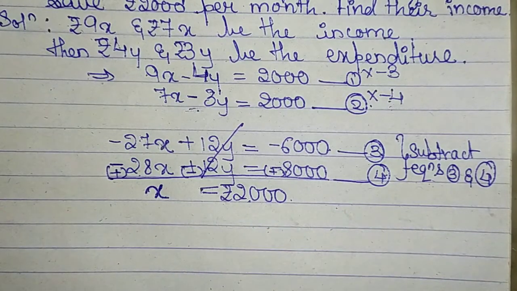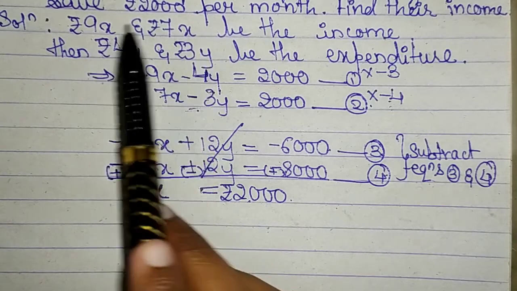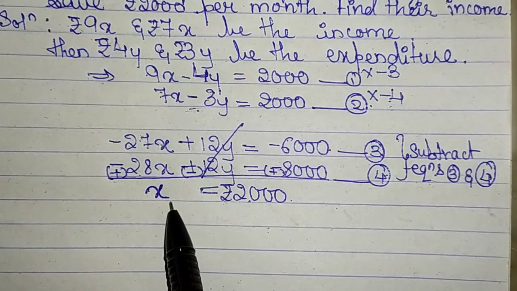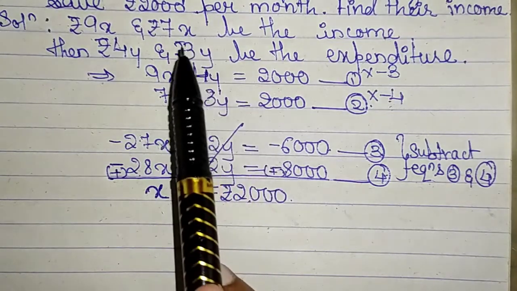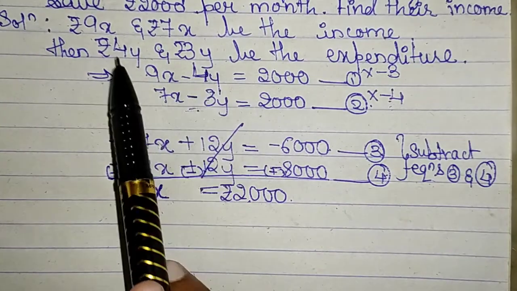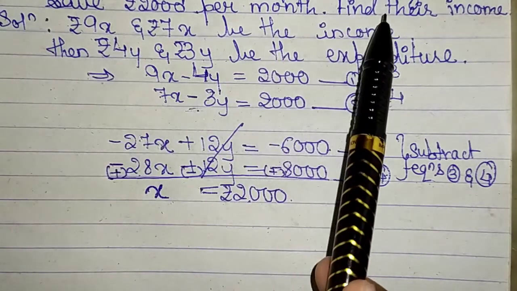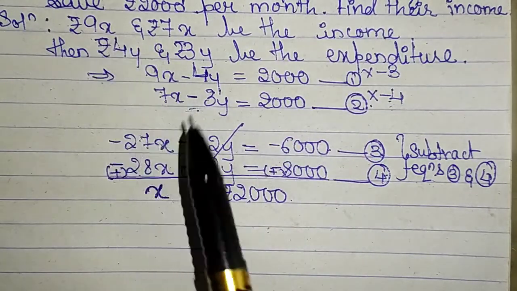We are only supposed to find the monthly incomes, and since the monthly incomes correspond to our x variable, finding x is enough. If you want to find how much expenditure they both do, then you can find the value of y. Since we are only concerned with finding their income, finding x was enough.